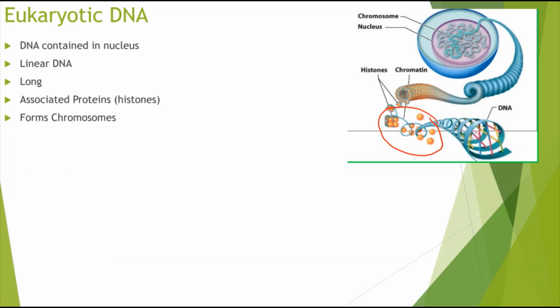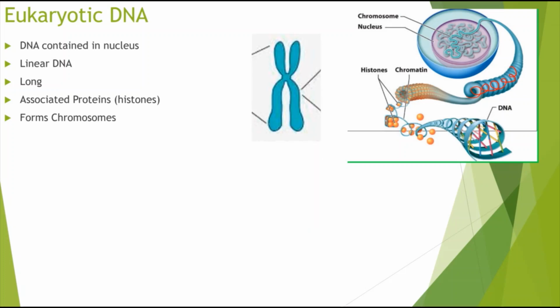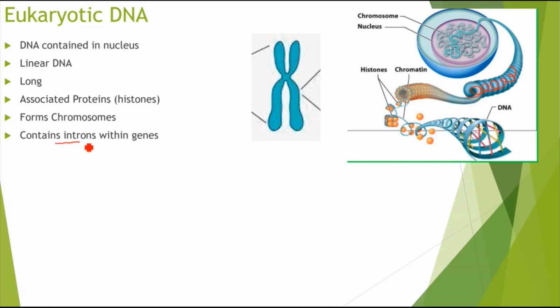And the eukaryotic DNA forms chromosomes. As this DNA keeps coiling, what happens at the end is they end up forming this structure which is called a chromosome, and this is super compact. And the eukaryotic DNA contains introns within the gene.